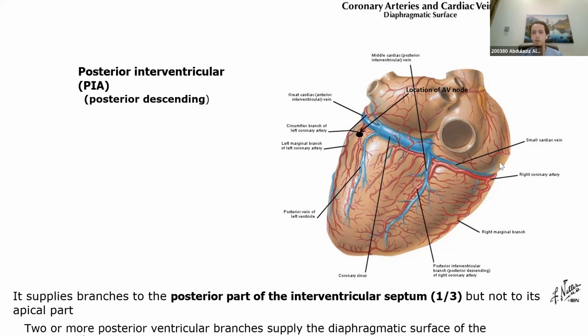Okay. So again, the right coronary artery will give off, as we said, the right marginal branch first and foremost, which will supply the right ventricle, and will wrap around through the coronary sulcus and give off the branch known as the PIA or PDA, the posterior descending artery, which goes into the posterior interventricular sulcus. And this supplies the posterior 1/3 of the IV septum. This is a very, very important concept. The LAD supplies the anterior 2/3 of the IV septum, and the PDA supplies the posterior 1/3 of the interventricular septum.